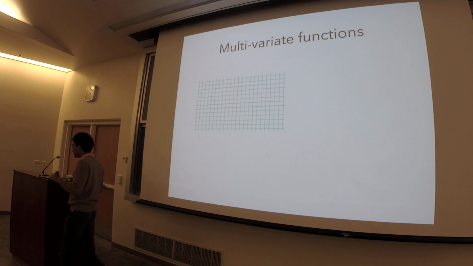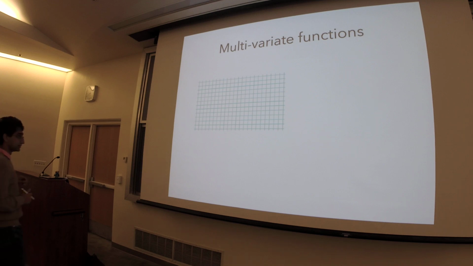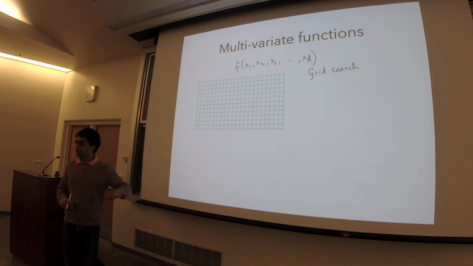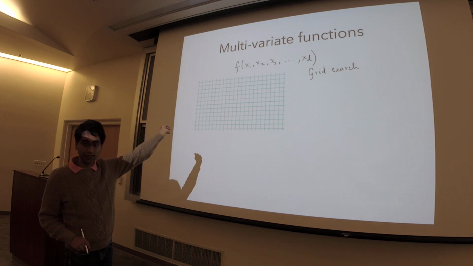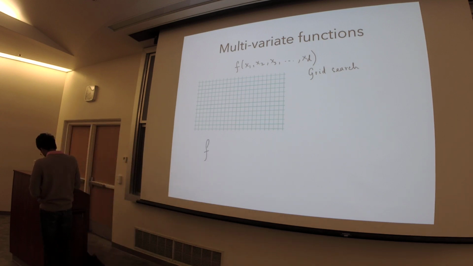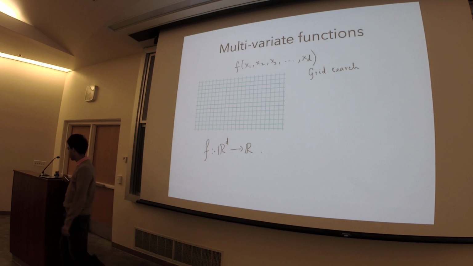People do this all the time, especially for multivariate optimization. For single variables, things are easier usually. The common thing here is something called a grid search. So you have functions of multiple variables, f of x1, x2, up to xd, let's say. These are d-dimensional functions. It takes d numbers and produces one real value. That's what I mean by this. So this is a kind of function.